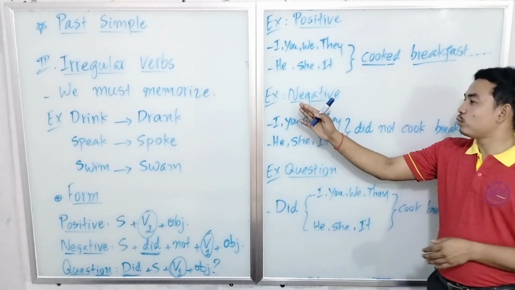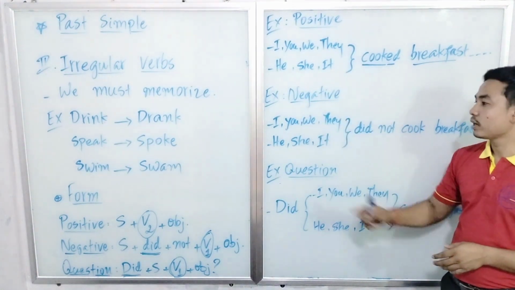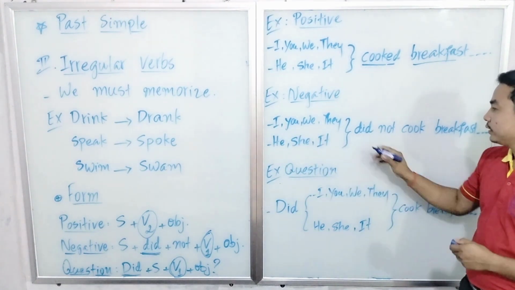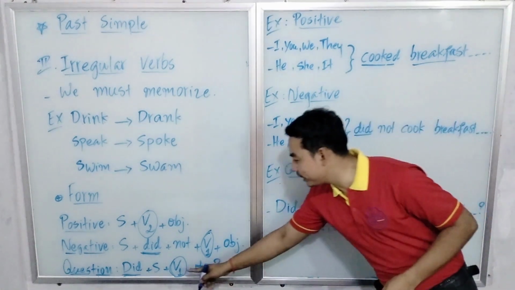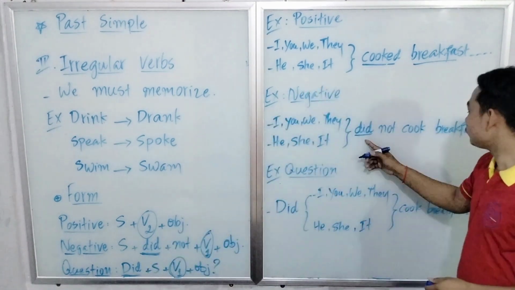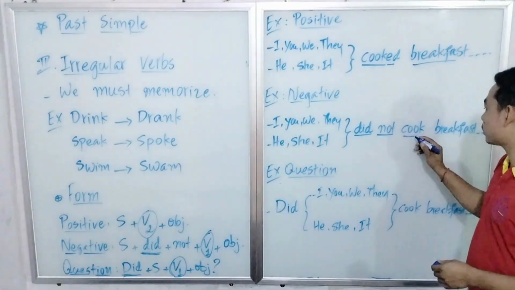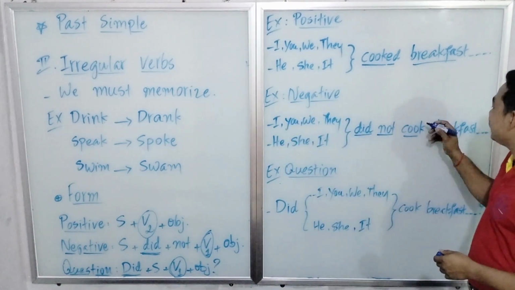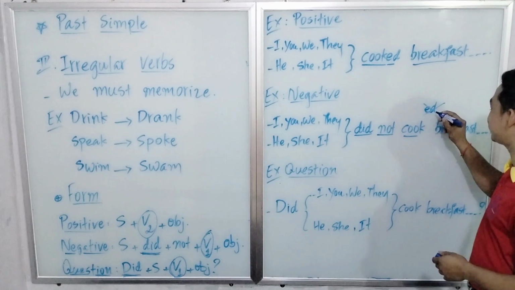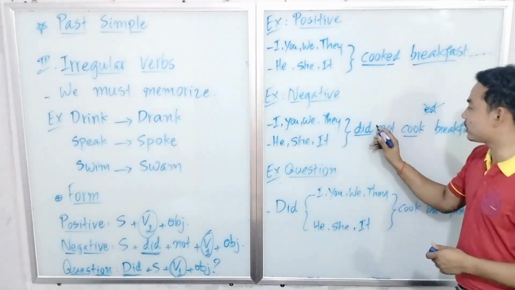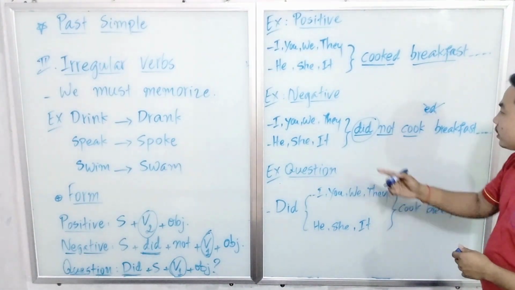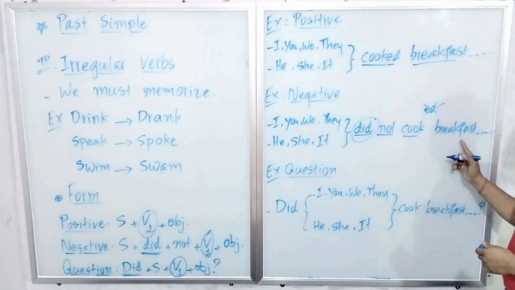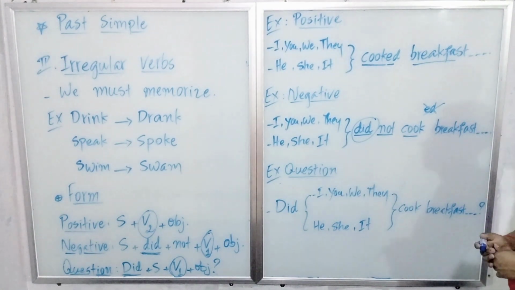Take a look at another example with negative form. Look at the form here: did, not, and cook. Cook here we change to verb 1. We cannot add -ed anymore, because did is already changed. Are you ready? He did not cook breakfast yesterday.